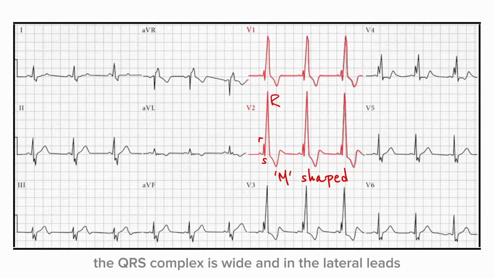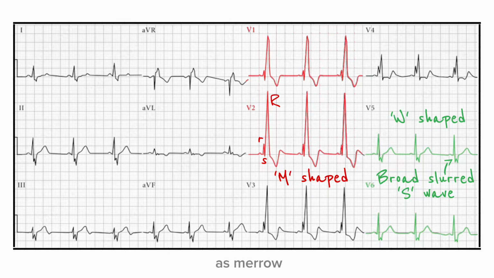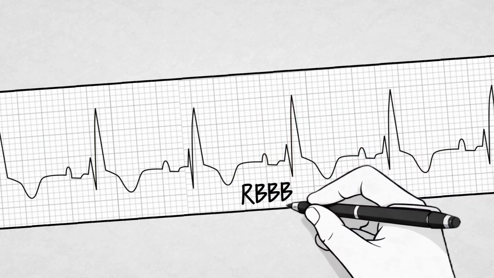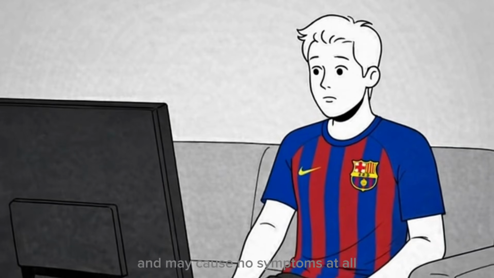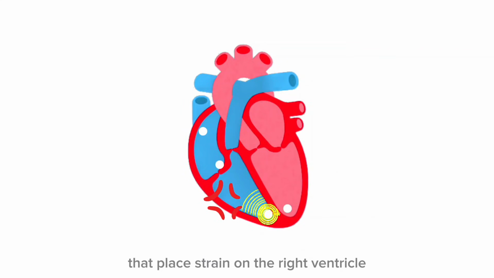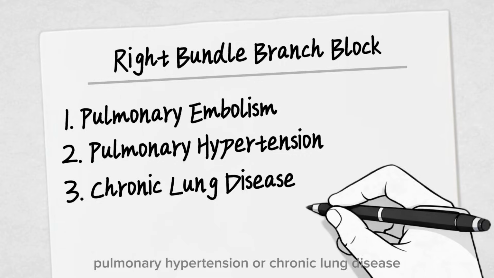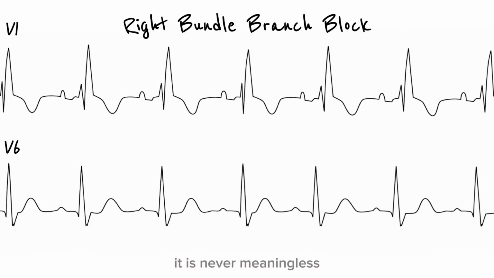The QRS complex is wide, and in the lateral leads, there is often a broad, slurred S wave, showing a W-shaped appearance. Remember RBBB as MaRRoW. Together, these findings define right bundle branch block. Clinically, right bundle branch block is often seen in healthy individuals and may cause no symptoms at all. It can also be associated with conditions that place strain on the right ventricle, such as pulmonary embolism, pulmonary hypertension, or chronic lung disease. So while right bundle branch block is frequently benign, it is never meaningless.